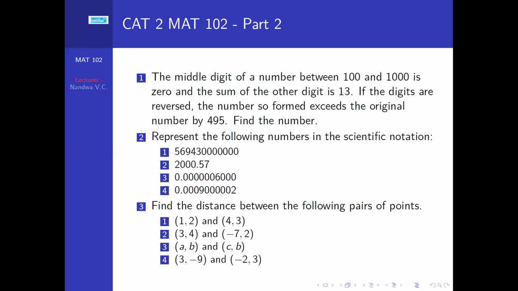And then number 2 was to represent numbers in scientific notation. And then next is to find the distance between the following pairs of points. So let's quickly go through the problems and see what you're supposed to have done.